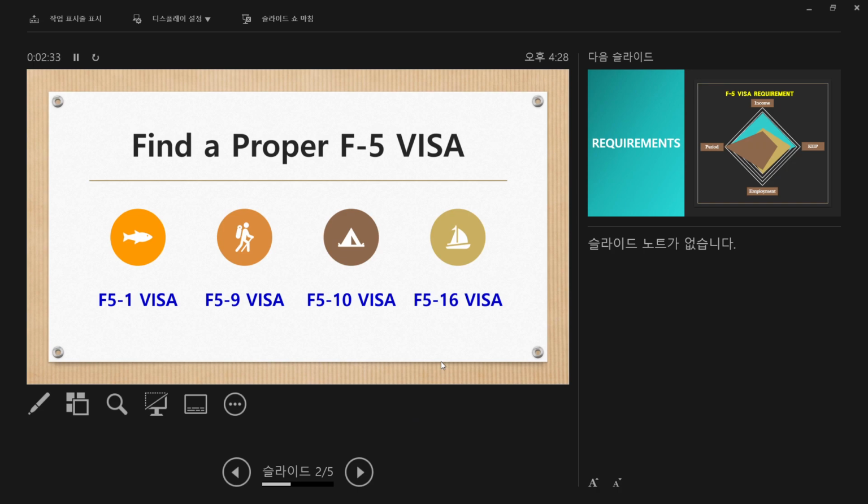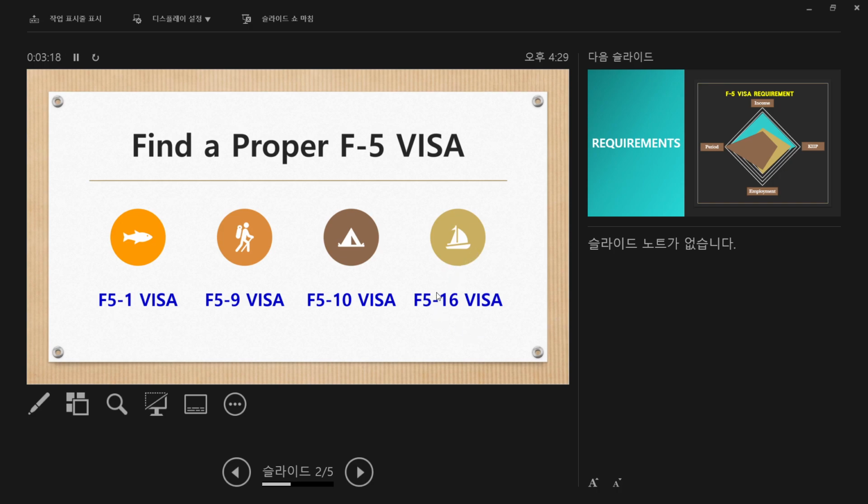First of all, you need to find out the proper F5 permanent residency visa that fits you. Today I'd like to introduce four permanent residence visa types: F5-1, general permanent residency; F5-9, advanced majors and overseas PhD holders; F5-10, domestic advanced bachelor's degree holders or master's degree holders in Korea; and F5-16, just for F2-7 visa holders, right?